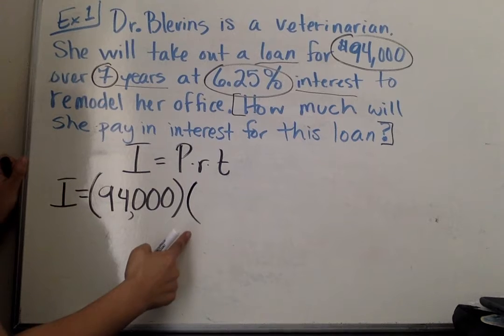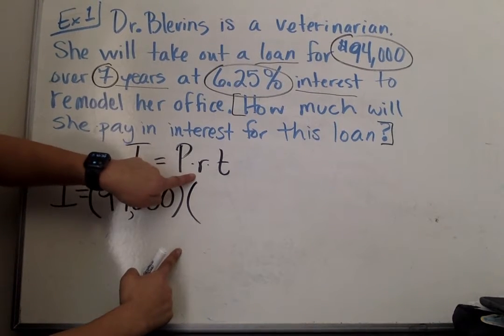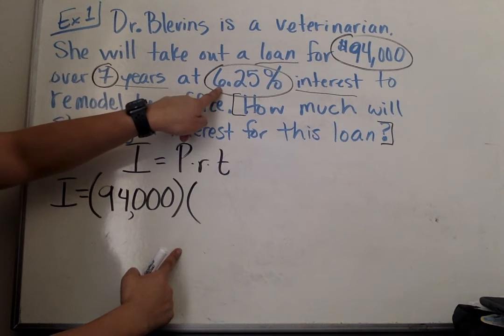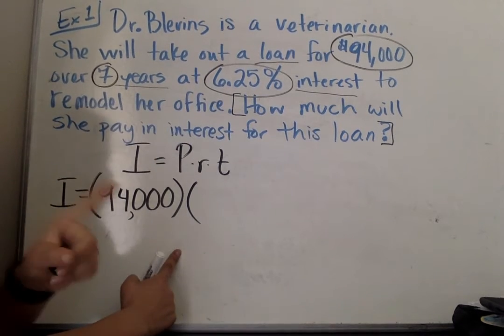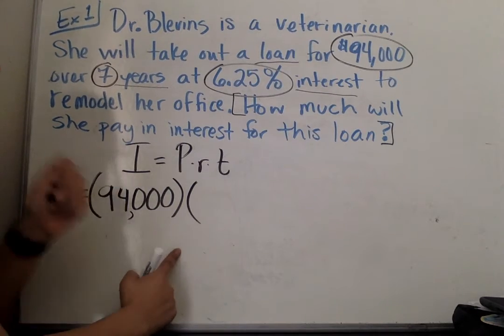94,000 times the rate. So we need the R, which is the rate, which is 6.25%. If you remember in the notes, it said that the rate should be as a decimal, okay?